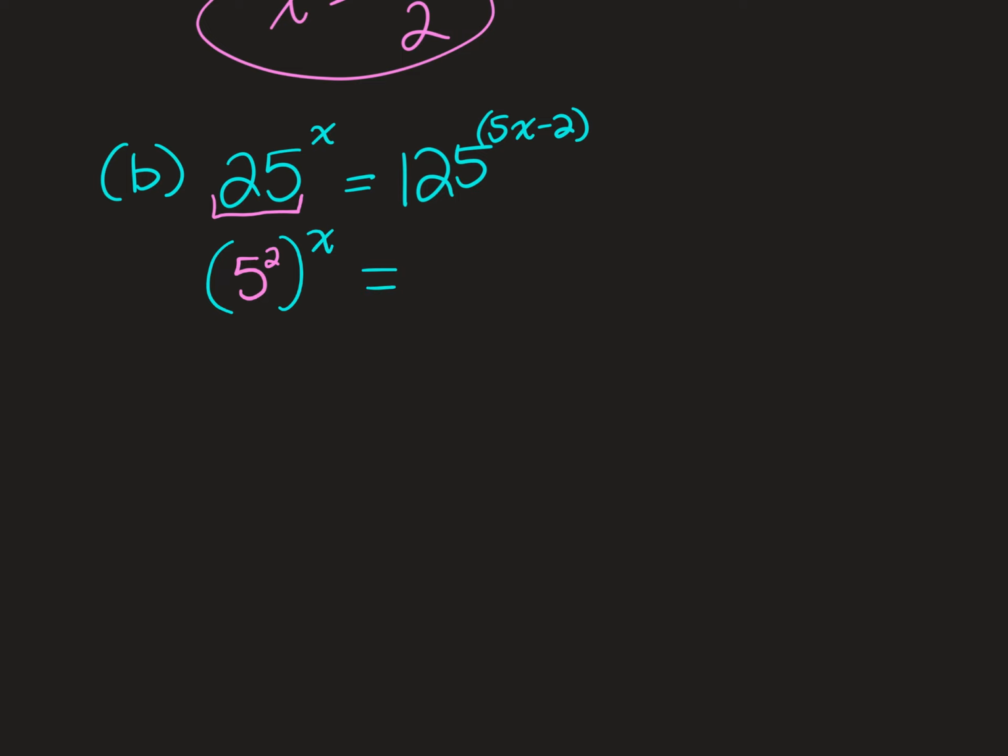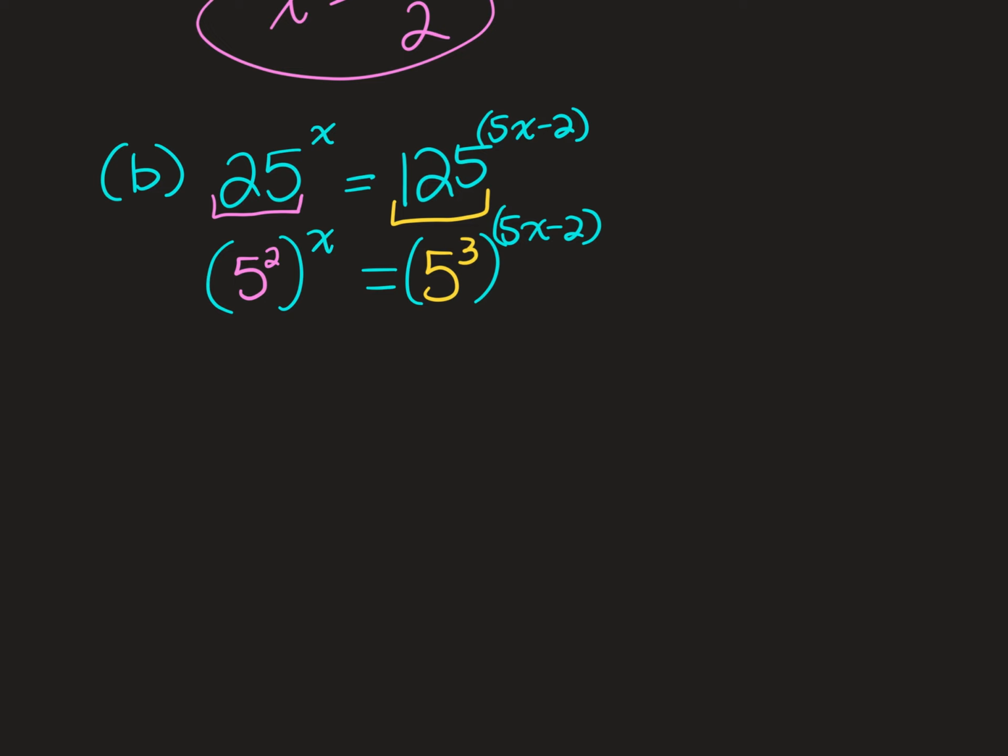Okay. Then if we use 5 on the left side, we want to use 5 on the right side. So we have to think about what power of 5 would give us 125. Cubed. Good. So I can rewrite 125 as 5 cubed. And again, 125 is raised to the 5x minus 2 power, so I have to make sure I include that as well. So all I've done is I've taken the bases and changed them so that I get the same base on both sides.